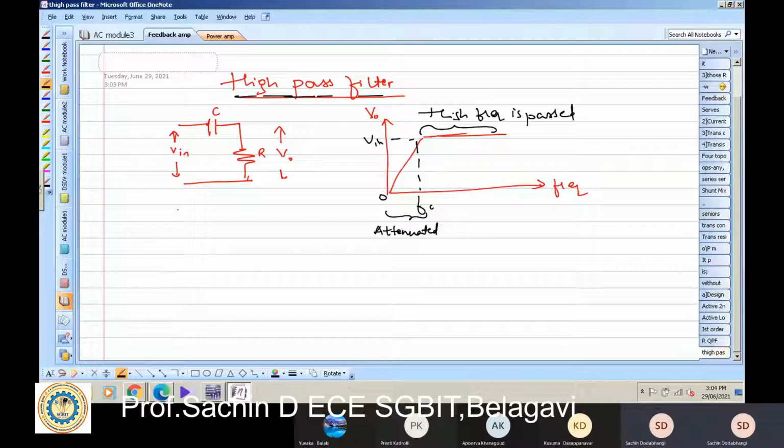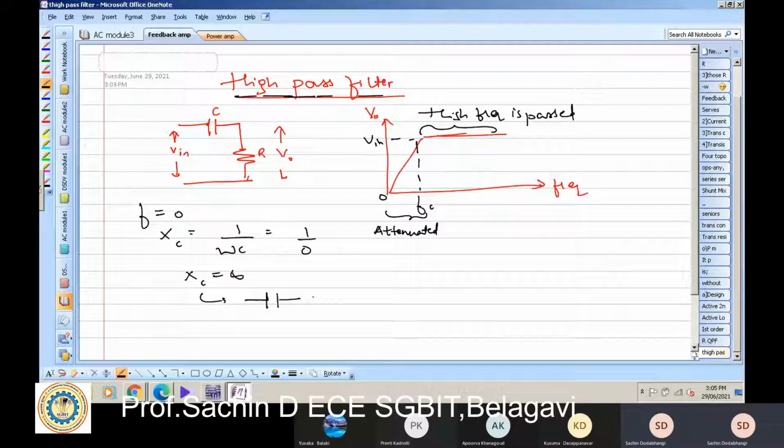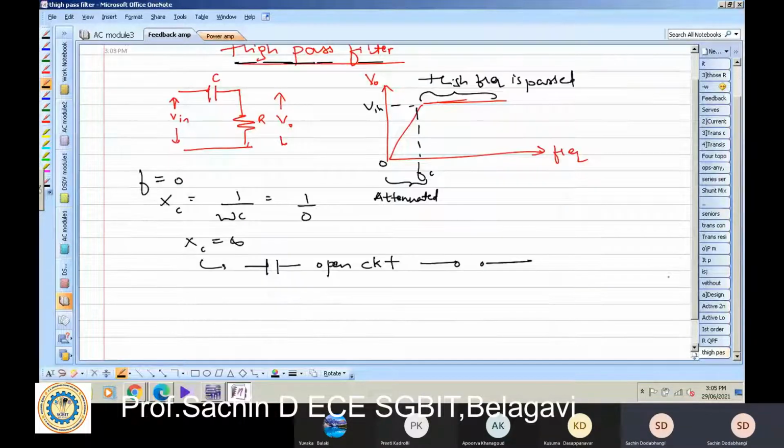When frequency is zero, what is capacitive reactance? 1 by omega C. It is 1 by 0, and 1 by 0 means it is infinity. When capacitive reactance is infinity, the capacitor will act as an open circuit. So we can replace the capacitor by an open circuit here. At zero frequency, the capacitor is open circuit.